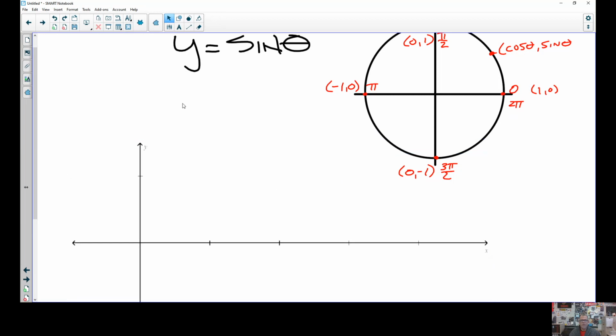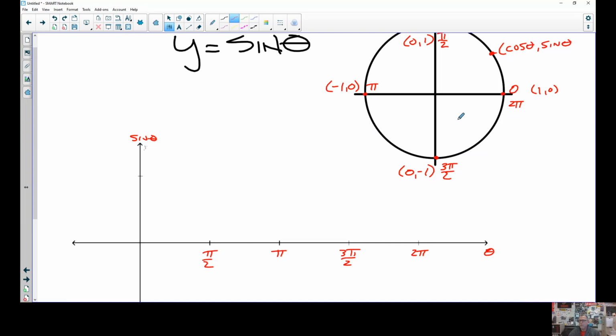Okay, so now, if we want to graph this, I'm going to put those same points here on the graph. We start at 0, we go to pi over 2, then to pi, 3 pi over 2, and 2 pi. And then we could continue on if we want to. What we're looking at here is this is our theta instead of x. And this is our y value. This is our sine value, if you want to call it. This is sine theta, or our y value, okay?